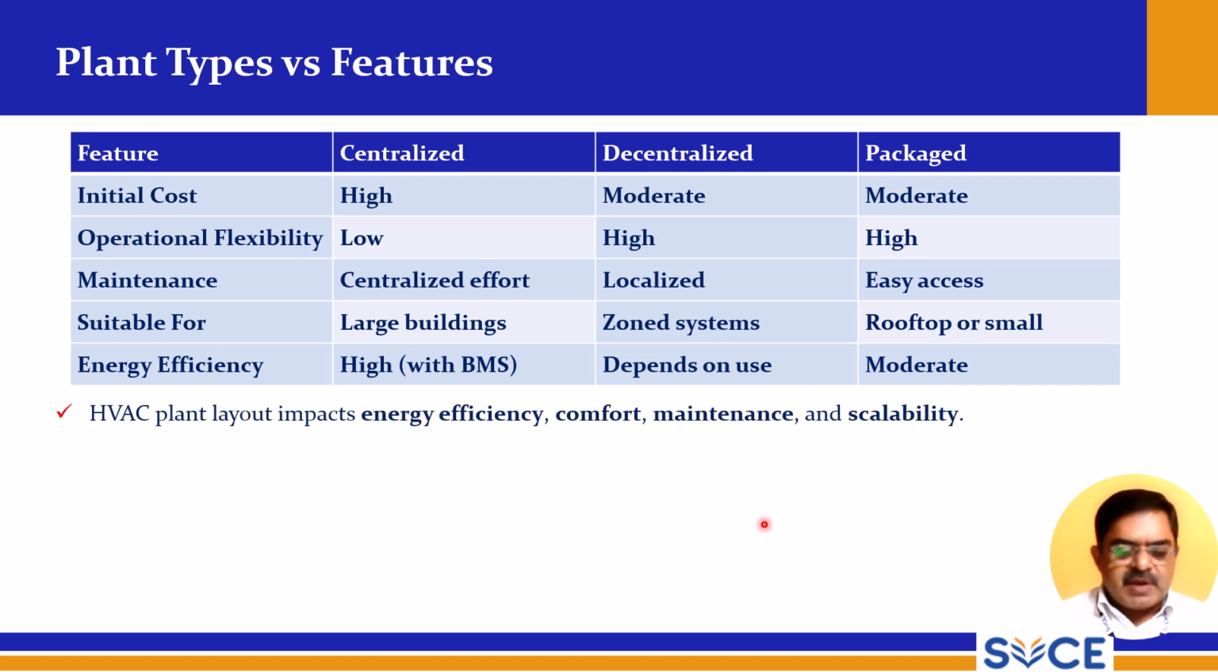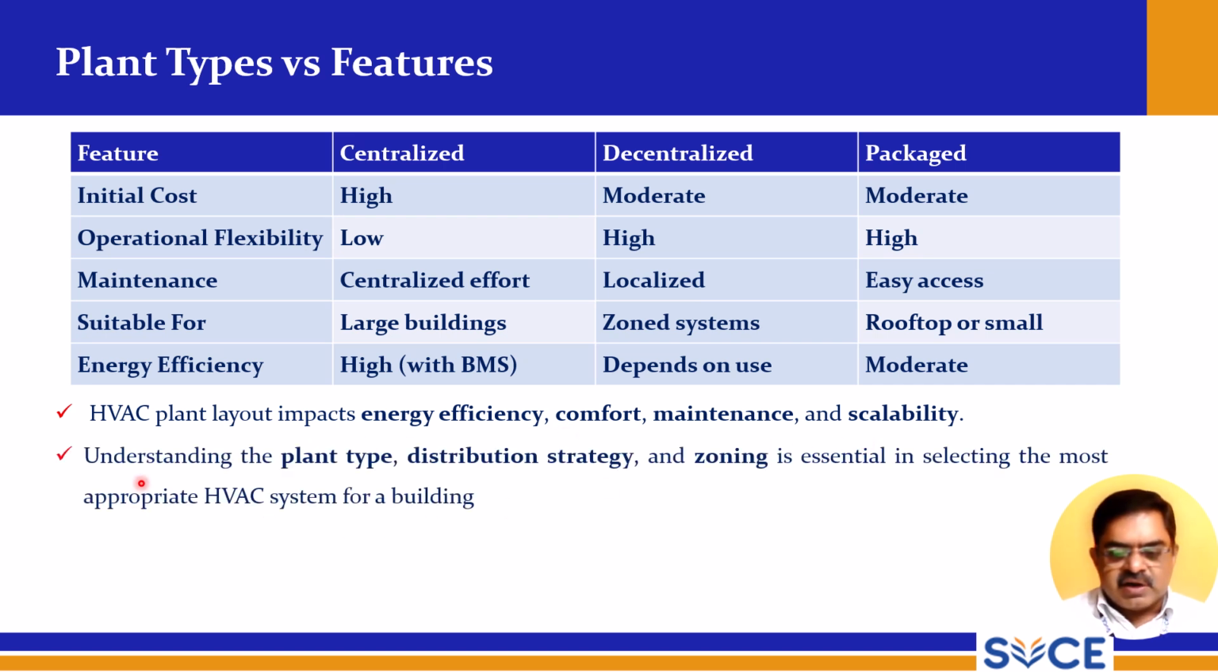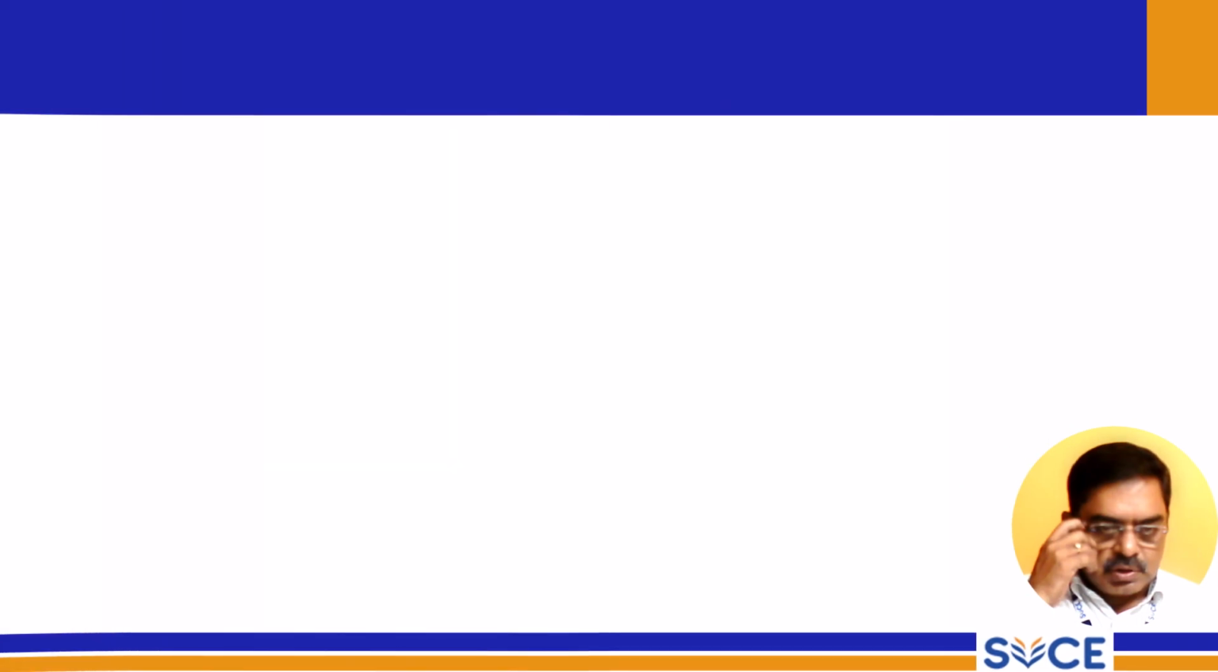HVAC plant layout impacts energy efficiency, comfort, maintenance, and scalability. Understanding the plant type, distribution strategy, and zoning is essential in selecting the most appropriate HVAC system for a building. So that is the end of our topic, plant layouts and classification of plant layouts.